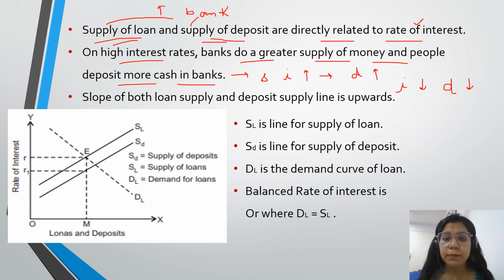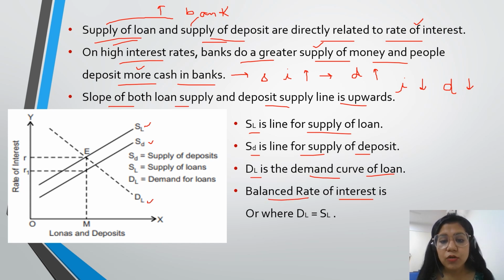creation capacity of banks. So on high interest rates, banks do a greater supply of money and people deposit more cash in the banks. So that is why the slope of both loan supply and the deposit supply line is upward. So let's see this through this diagram. We can see that SL is the line for supply of loan, which is upward sloping. Similarly, SD is the line for supply of deposit, which is again upward sloping. And DL is the demand curve for loans, which we have already studied will be downward sloping.